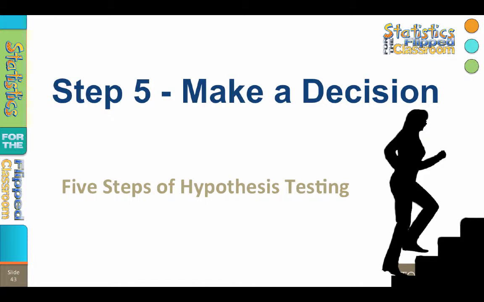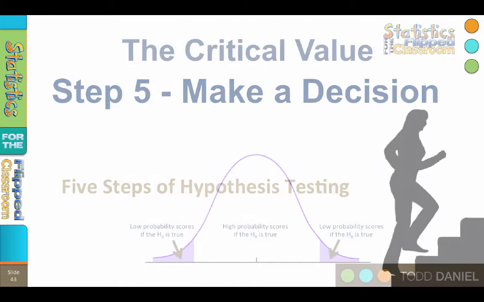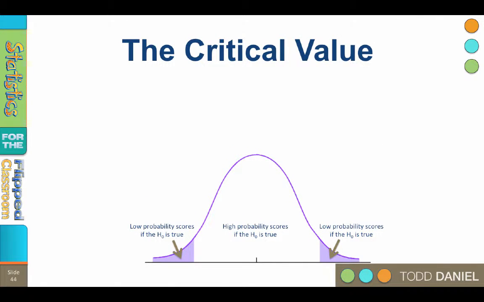Step 5 in the 5 steps of hypothesis testing is to make a decision. Remember that the curve of a normal distribution represents relative frequency. If you were to choose a score at random, you have a high probability of choosing a score close to the mean. As scores get farther from the mean, they have decreasing probabilities. When a score is far from the mean, that score has a low probability of being selected at random.